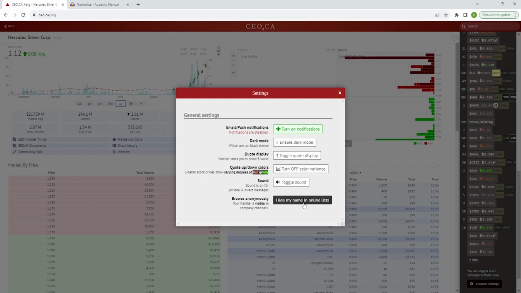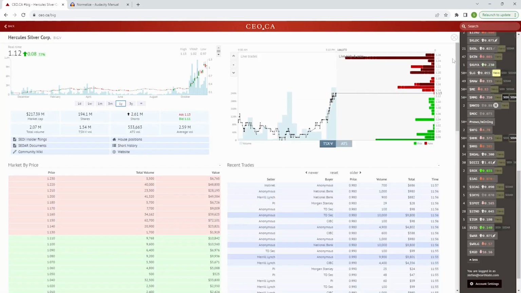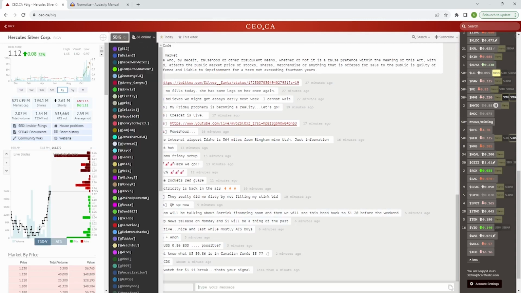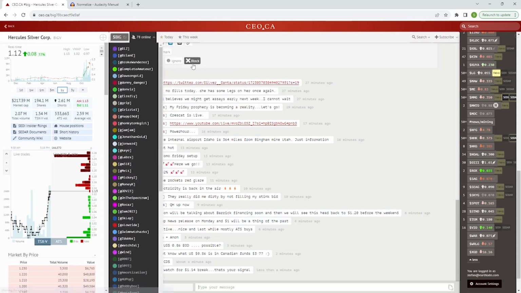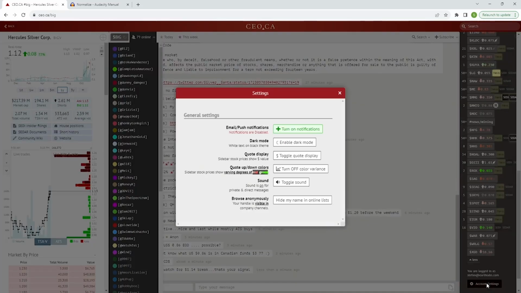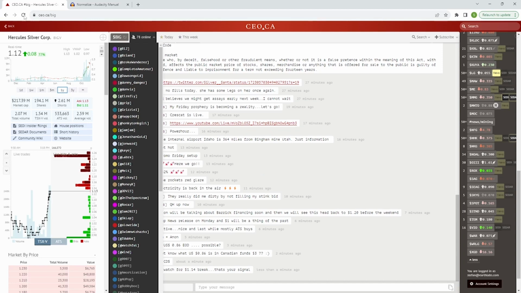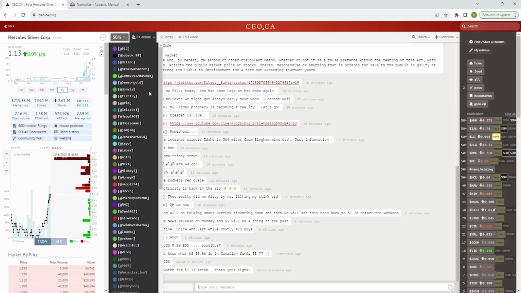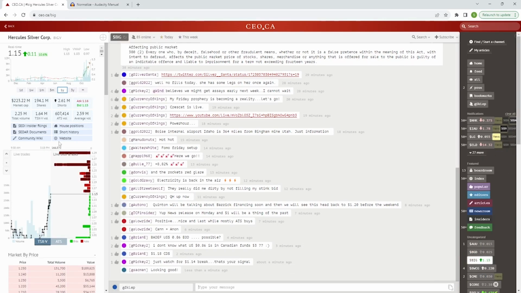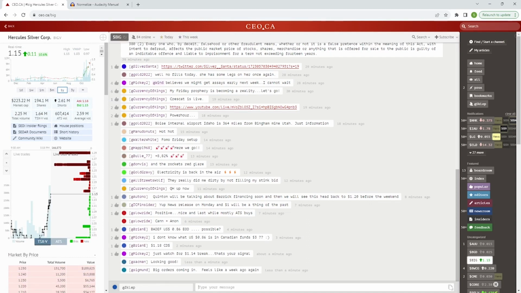Another tool is hide my name in online lists. So if you guys are not aware, everyone who's online is in this list. And if you don't want people to copy you or follow you around or see what you're interested in or see what you're not interested in, or if you want to be truly private, you can hide your name. And if you refresh, your name will be hidden. Another feature you get is your experience is not interrupted by ads. So you get a seamless experience across the CEO website. These are all the CEO.CA Pro tools.